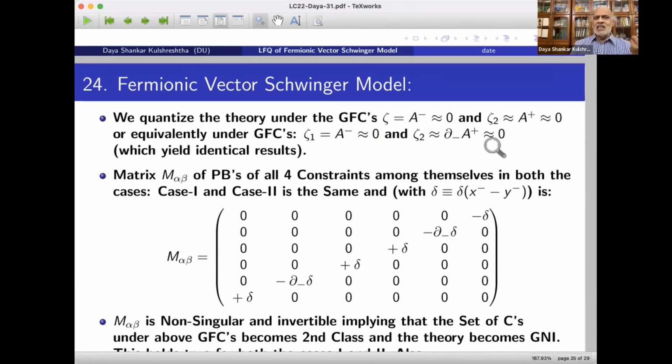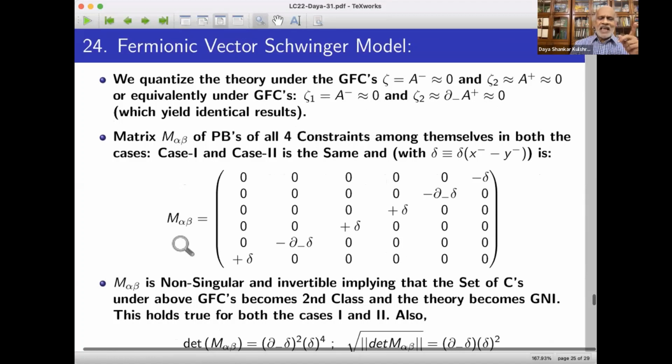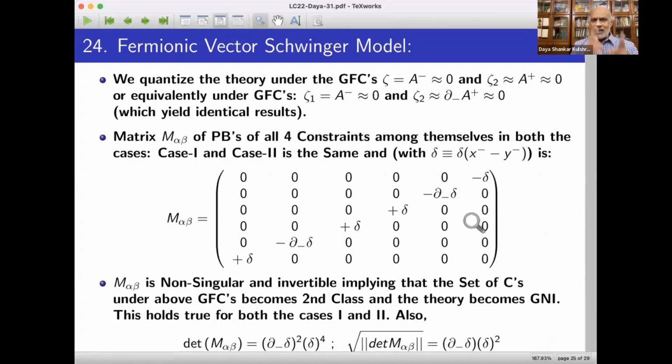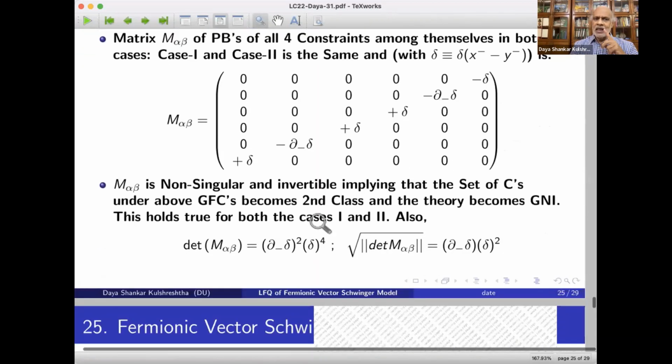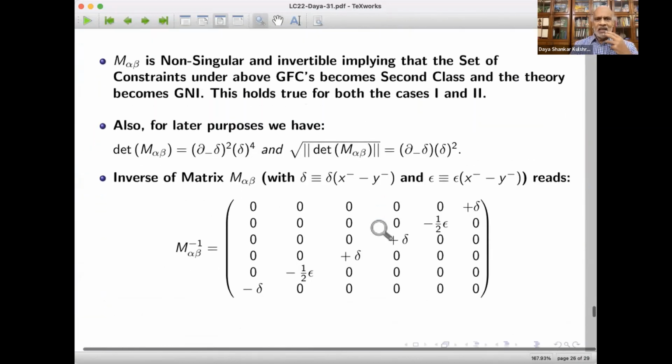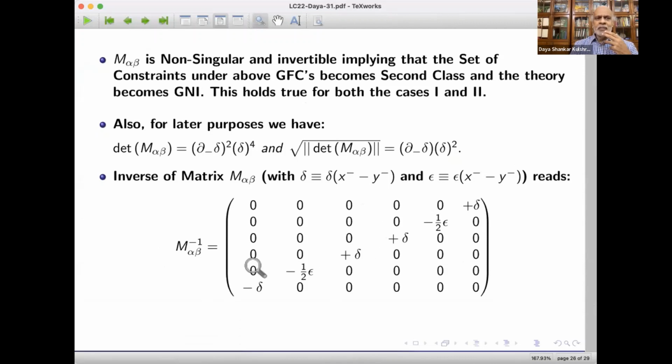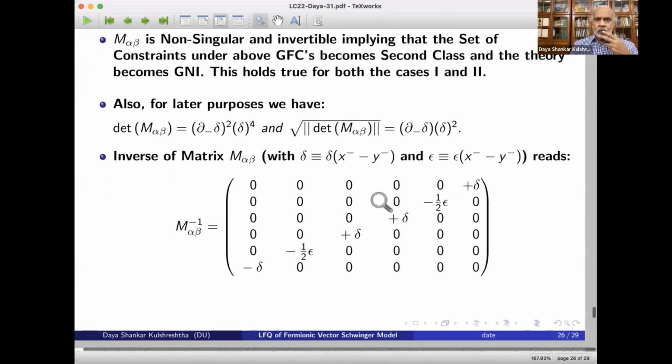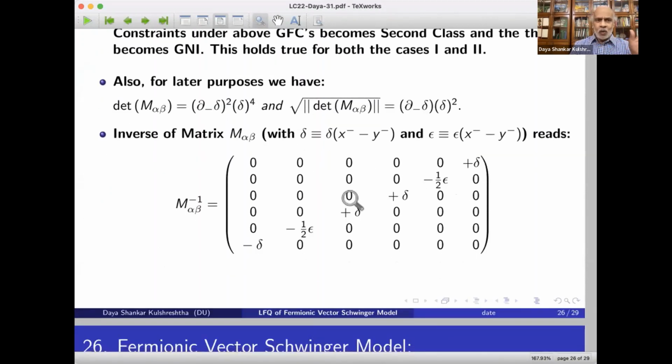And in both cases, you will find that this matrix M alpha beta comes out to be identically the same, whether I use this one or I use this second set of gauge fixing conditions. And this matrix is non-singular. I can invert it. I can write its determinant. I need it for my path integral quantization of the theory. And now I have inverted the matrix, you see delta. And okay, so everything goes well.